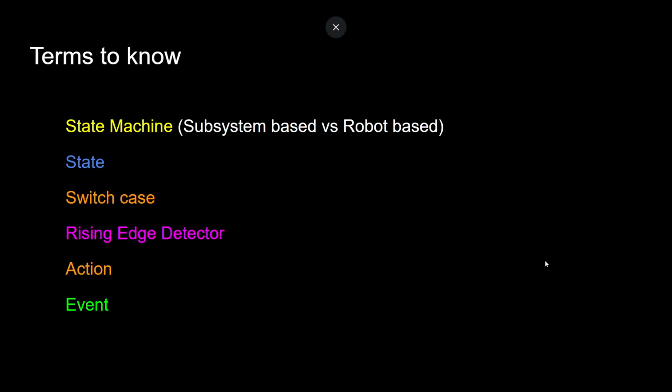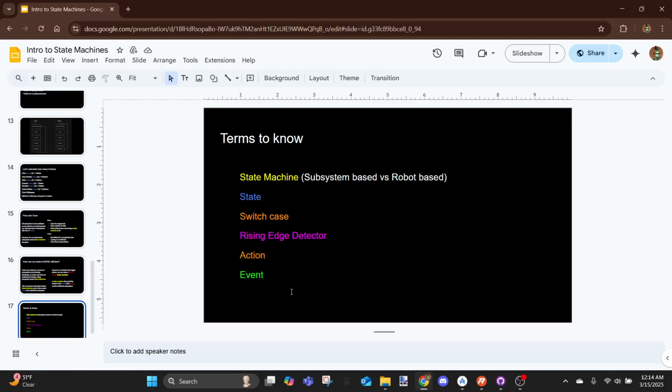Anyways, here's the stuff you want to know. We really talked about this one today, state machine. Everything else here you should have already heard of before from my other meetings. A state, switch case, rising edge detector, which is a type of action, by the way, and actions and events. Remember, actions lead to events. A state machine looks at an action and looks at the current state of something and does a corresponding event. And that's all I have to yap about today.